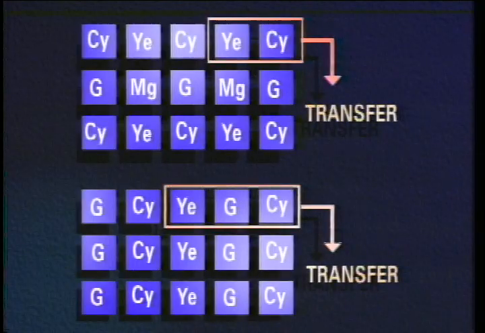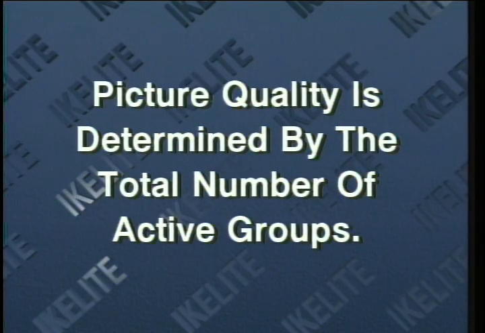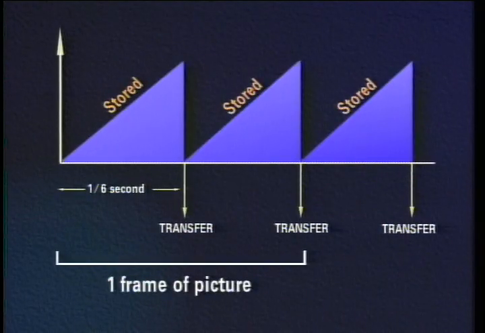Pixels function as active groups. Some CCDs use 2 pixels per group, while others use 3. As a result, picture quality is determined by the total number of active groups, not simply the total number of individual pixels. Charges created by the CCD chip are first stored and then transferred across its elements to produce a video signal.